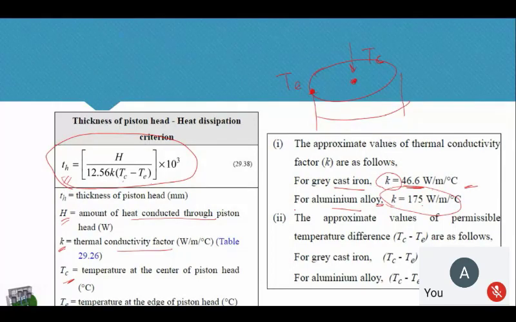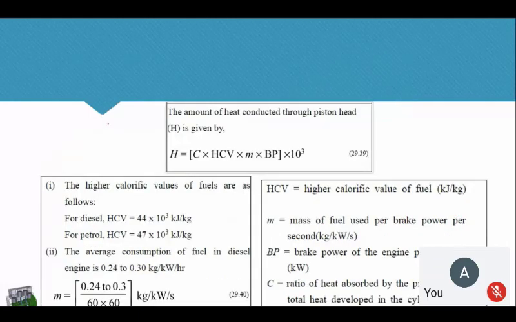On the other hand, when you are using cast iron, the temperature difference between the center and the edge should be taken as 220 degrees centigrade, whereas for aluminum alloy, this should be taken as 75 degrees centigrade. After substituting all these values into the formula, you can calculate the thickness TH. Mind you, H, which is nothing but the heat conducted by the piston, is calculated by this formula.